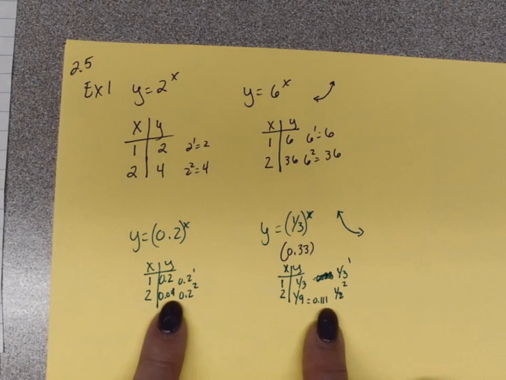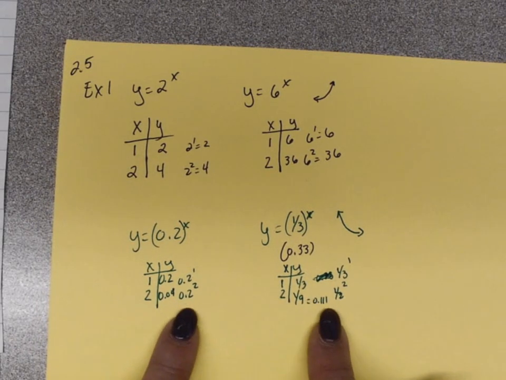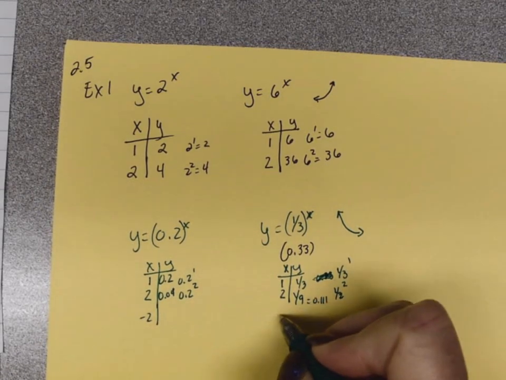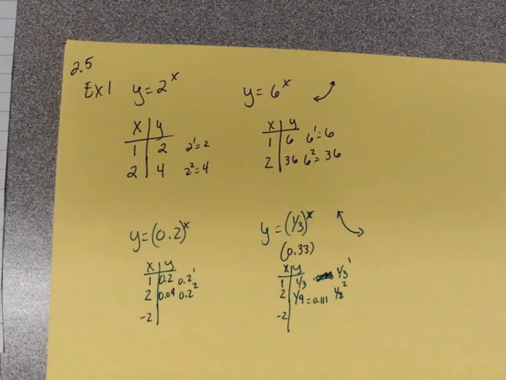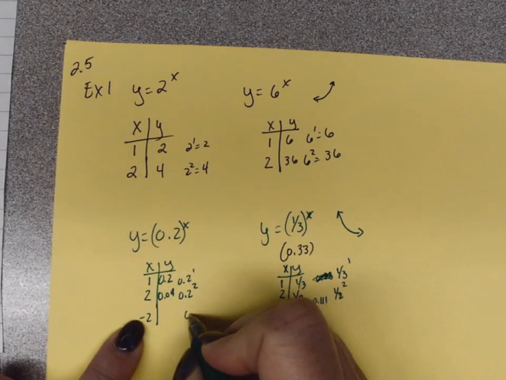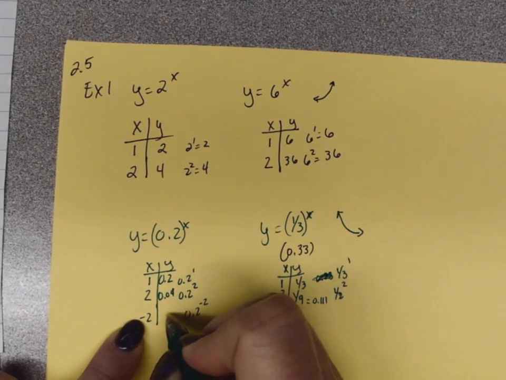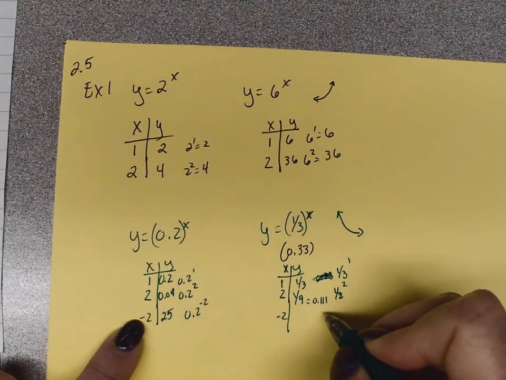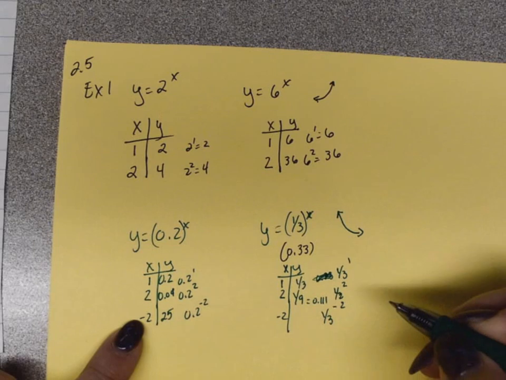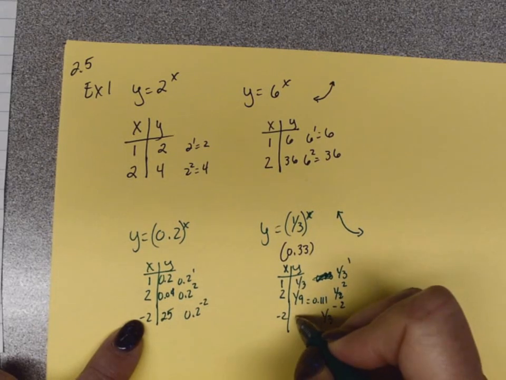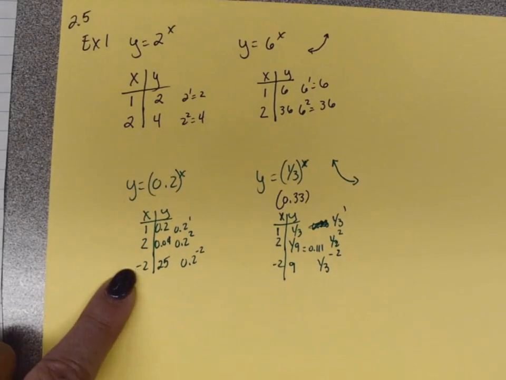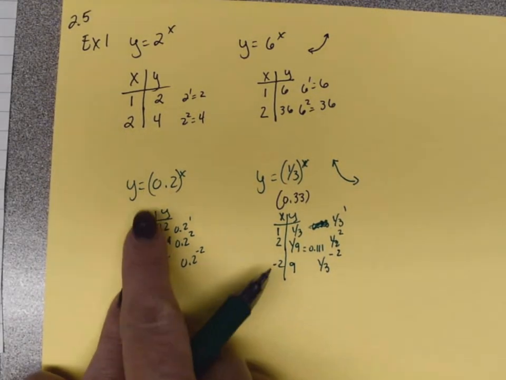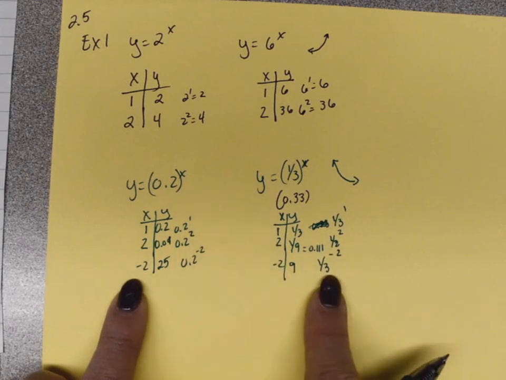Now, this is maybe a little harder to see what's going on with the graph, so let's pick another number on this one. Let's pick -2, so we can see what's happening on the other side of the graph. When I take 0.2 to the -2, I get 25. When I take 1/3 to the -2, I get 9. Now I can see that this is much steeper because it goes from 25 way down versus 9.